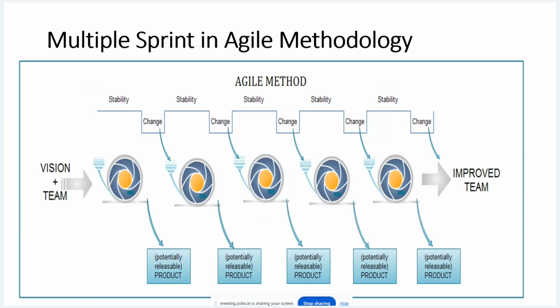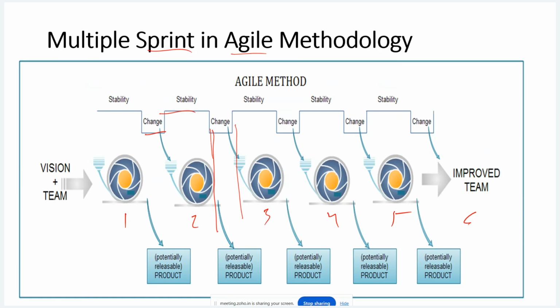time. You can change the requirement here, it becomes stable again, then change the requirement. So in between you can change the requirement. This model is a cyclic model. One cycle is called a sprint. So we have one sprint, second sprint, third sprint, fourth sprint, fifth sprint, sixth sprint, and so on. I'm just mentioning the fifth sprint.